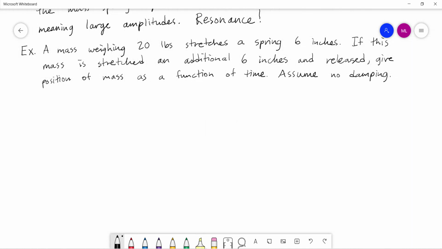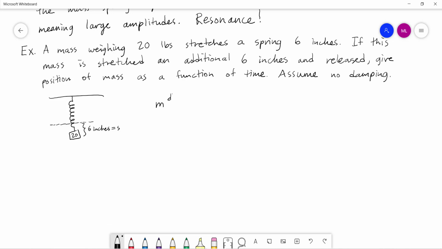So basically, we've got our spring, it's hanging down, and the mass is now 20 pounds, and it stretches it a distance of what we were calling S before, of 6 inches. So in this case, we have a differential equation that looks like this. So let's start with this.